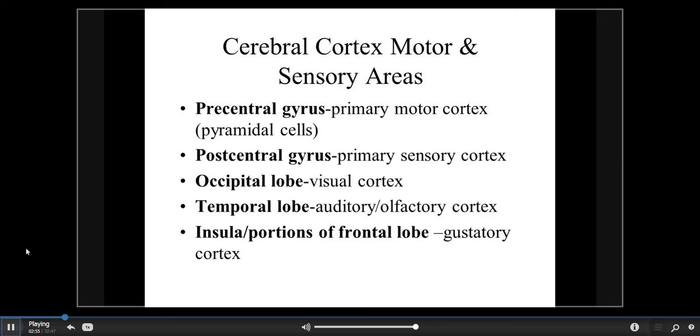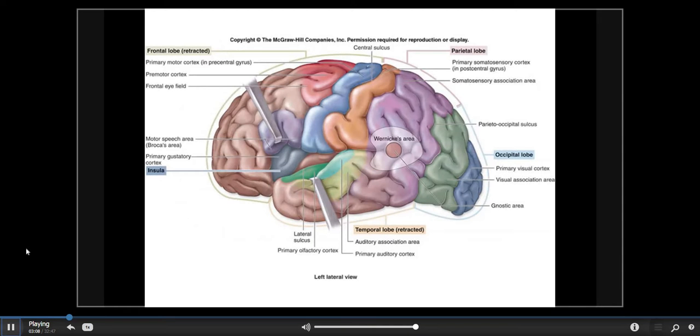Okay, let's take a look at the cortex, motor and sensory areas. For starters, there is a sulcus that separates the frontal lobe from the parietal lobe. And here's the picture that I provided you. Here's your frontal lobe. Here's your parietal lobe over here. This parietal lobe here. And here's your frontal lobe over here. Right?